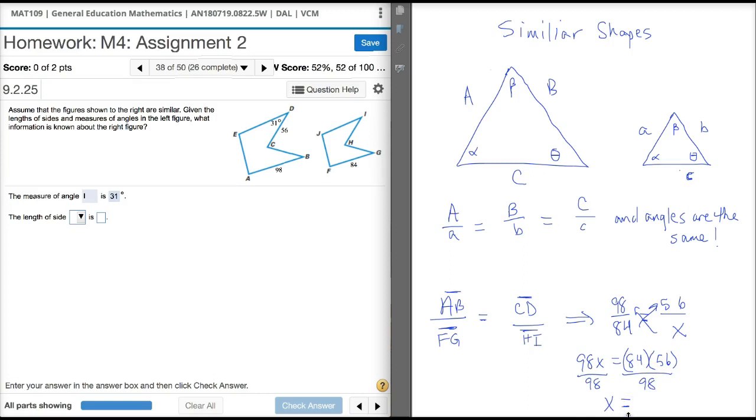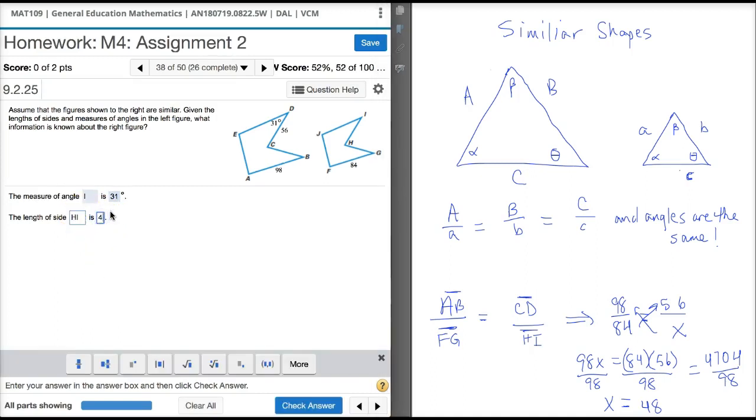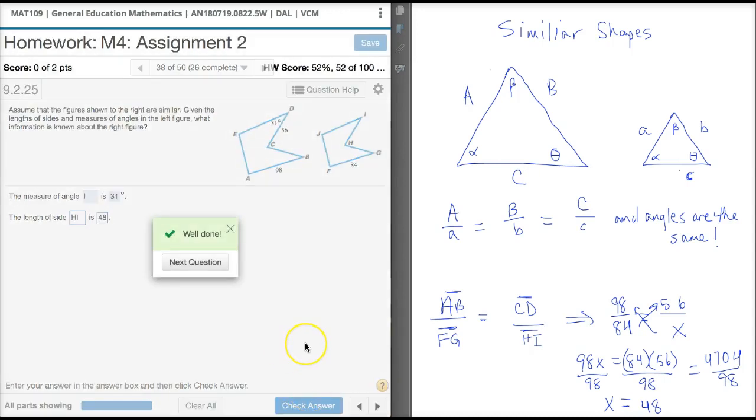So here our numerator, if we do 84 times 56, that would give us 4,704 divided by 98. And if we take that answer divided by 98, we get 48. So we know that this side here, HI, has to be 48. That would be 48 units. And so that's all we need to know about that particular problem. So let's move on to number 39 now.